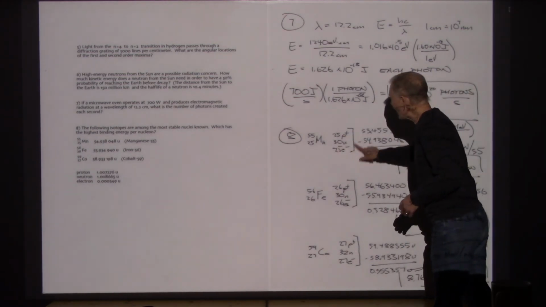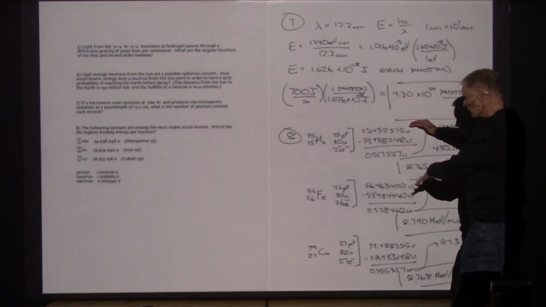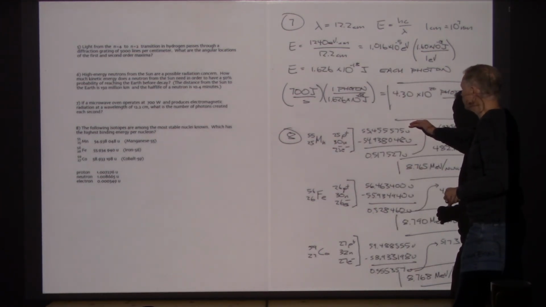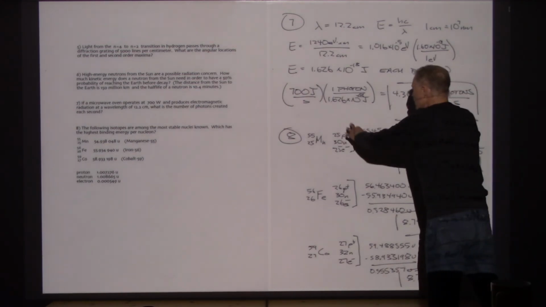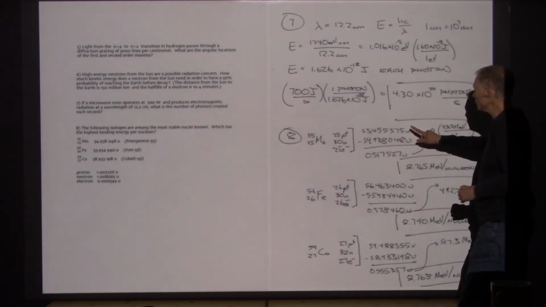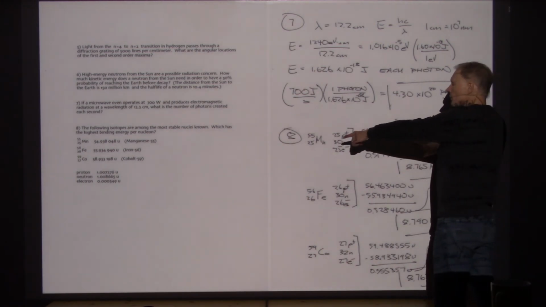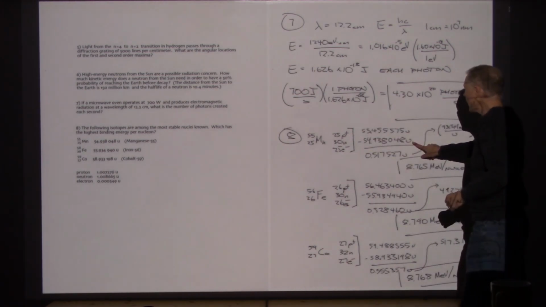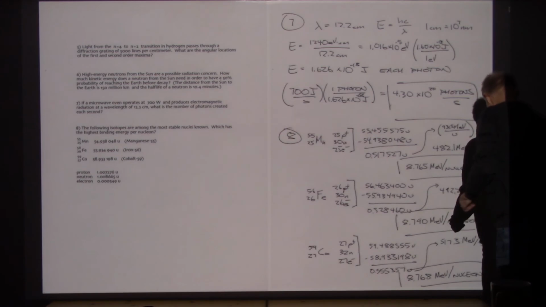What we can do is add these masses together, and that's what I've done for each of these, so it's a bit repetitive here. This is adding up the mass of all of the protons, neutrons, and electrons. This is subtracting off the mass of the manganese 55. This is the missing mass.